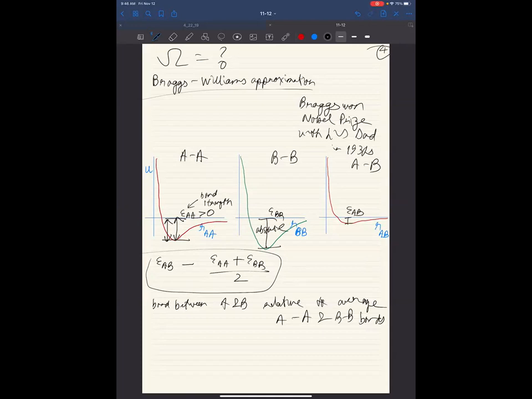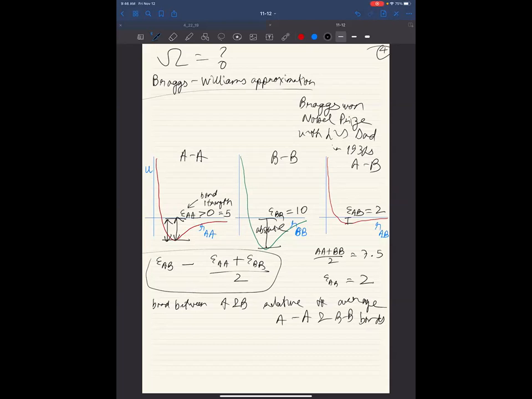So in this case, let's give it a number. Let's say epsilon AA is equal to 5 kilojoule per mole. Let's give epsilon BB a number. Any ideas? What number should we give it? 8. Let's go deeper. 10. What number should we give to epsilon AB? 2. Let's go with 2. So let's think about AA plus BB. So AA plus BB by 2, how much is that? 7.5. And AB is 2.